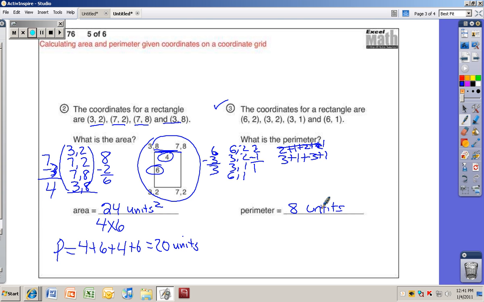Okay, and for the area you do 3 times 1. Area equals 3 times 1, which equals 3. 3 units. I spelled it right. 3 square units. There. Yeah. Square units, beautiful.